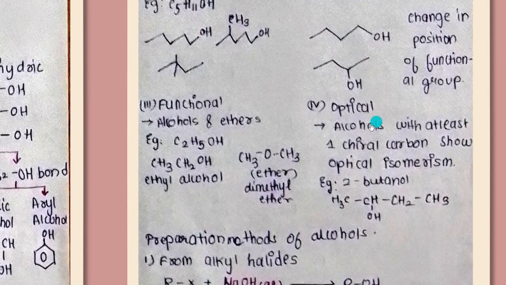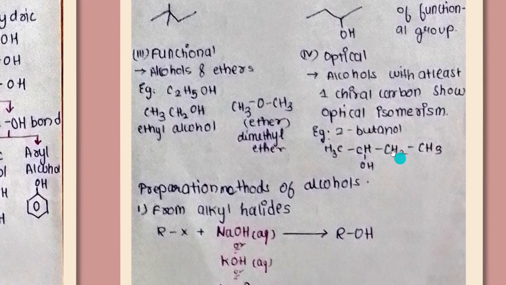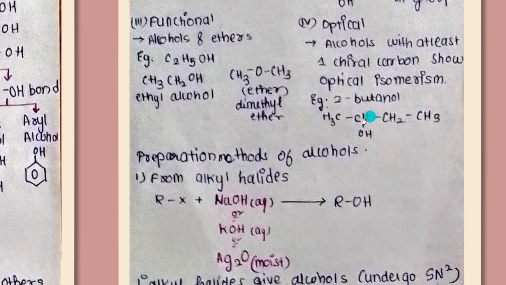Optical isomerism: alcohols with at least one chiral carbon show optical isomerism. Now what is a chiral carbon? A carbon having all four different groups around it is known as a chiral carbon. For example, this 2-butanol has a chiral carbon here, as you can see.